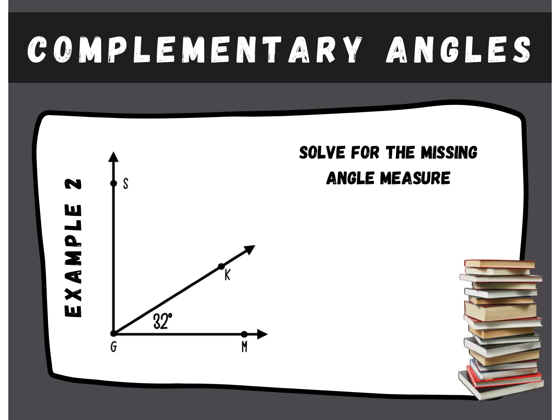Here's another problem type you might see when working with complementary angles. Here it says, solve for the missing angle measure. Now, it's important to really know what you're working with. We have to know that we've got a right angle, or we have to know that we've got complementary angles before we can assume that it looks like it's a right angle.